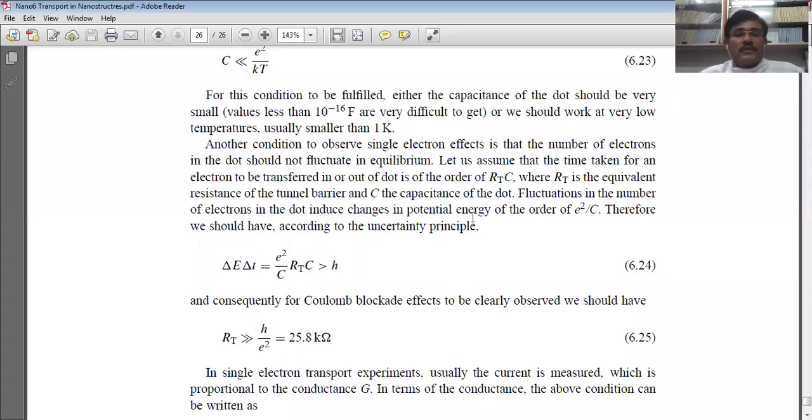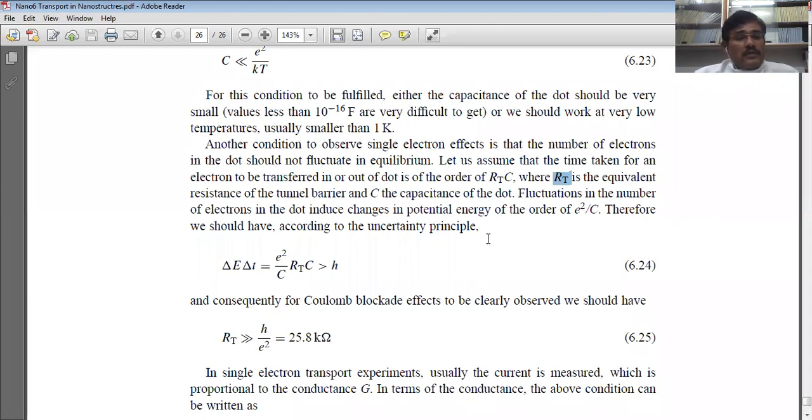Okay, so continuing this session. Now, as we know, the RC time constant is there. So here we have to put the RT time constant, that is, how much time is required to tunnel the electron through this barrier. That barrier is to be taken at the input side as well as at the output side. So here we have the RTC, which is a time constant, and RT is the equivalent resistance of the tunnel barrier, and C is the capacitance of the dot.